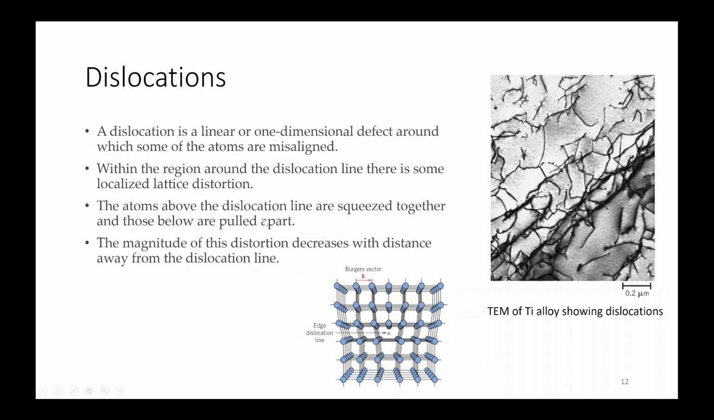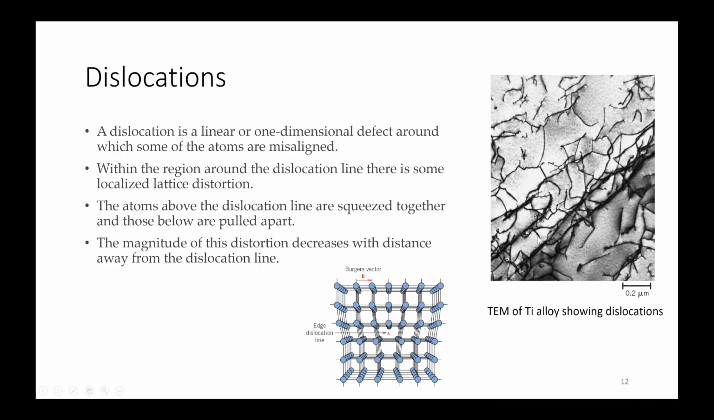Now the atoms above the dislocation line are squeezed together, and below they are pulled apart. The magnitude of the distortion decreases with distance away from the dislocation line; it keeps reducing as we move further from the dislocation. Because of this high strain in the region of the dislocation line, it is also called a dislocation pipe. In the case of steel, carbon is more likely to come and sit here, which then makes a barrier for dislocation movement.